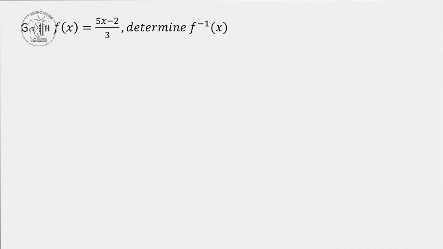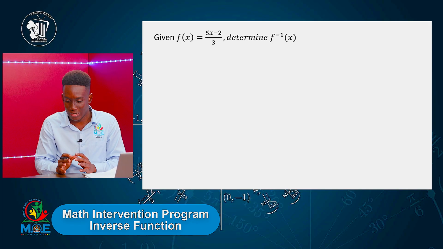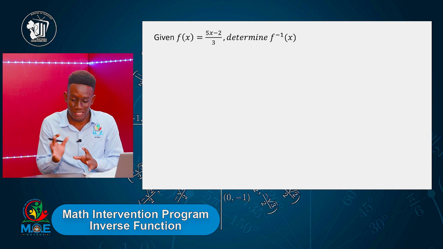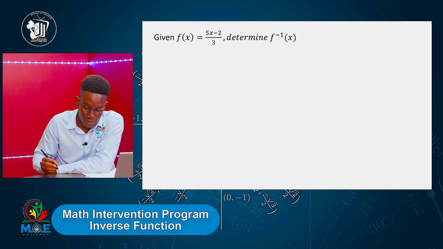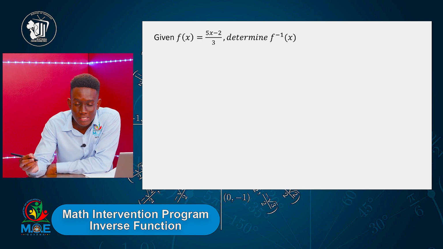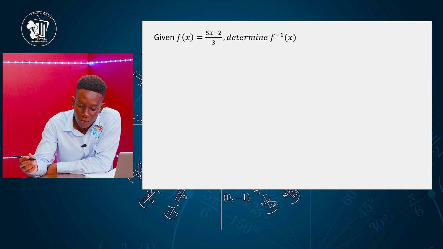So let's proceed to another example. This example says, given f of x is equal to 5x minus 2 all divided by 3, determine f inverse of x. So you see, this is a slightly different question, a slightly different function, and they're asking us to find the inverse of this function. So we follow the same steps. The steps will remain the same regardless of the function.